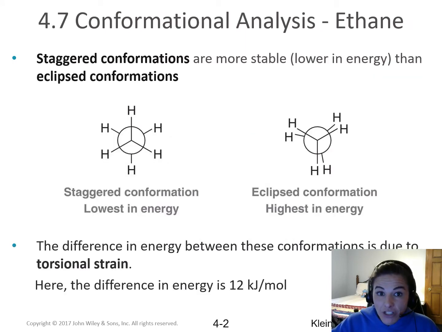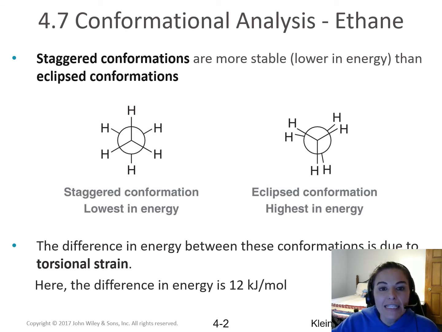Staggered conformations of molecules, in which the bonds on the front carbon and the bonds on the back carbon are not lined up or overlapping, are more stable, lower in energy, than their eclipsed conformations. This is where the 3 bonds on the front carbon and the 3 bonds on the back carbon are parallel to each other, or what we call eclipsing each other, okay?